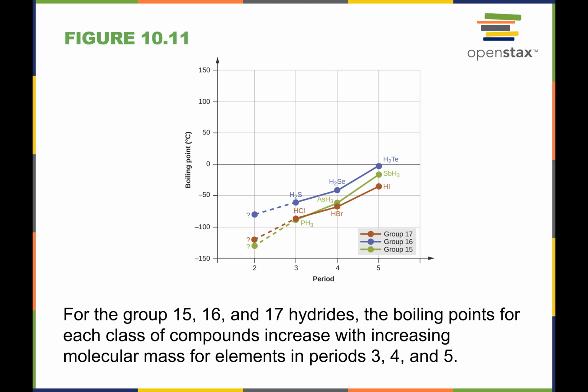If we look at the green line, it's going Sb, As, P, and then above P is N. So this would be NH3, and this would be FCl. Does that make sense? Makes sense to me. I thought it was kind of clever. As much as I give OpenStax a hard time, I should recognize when they are clever.